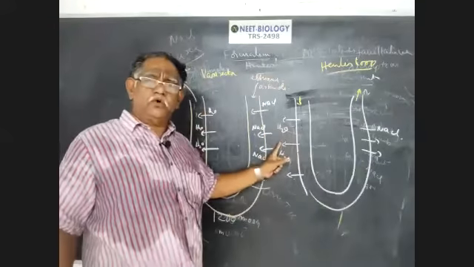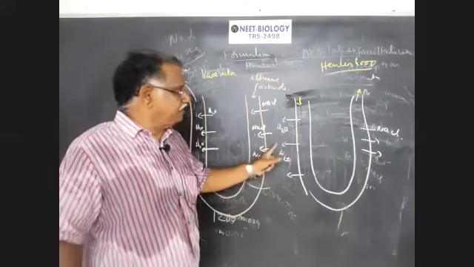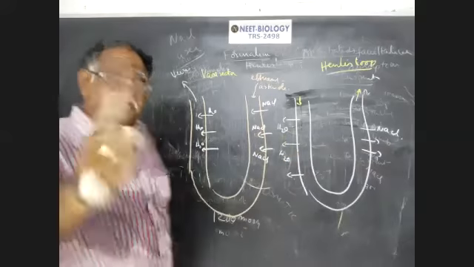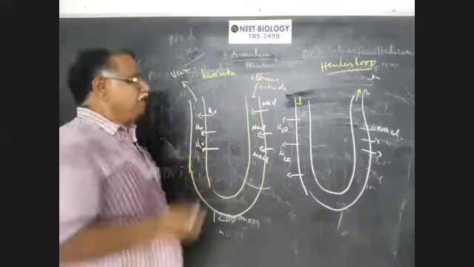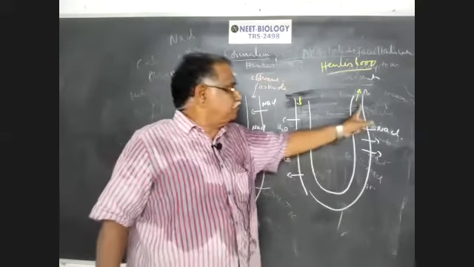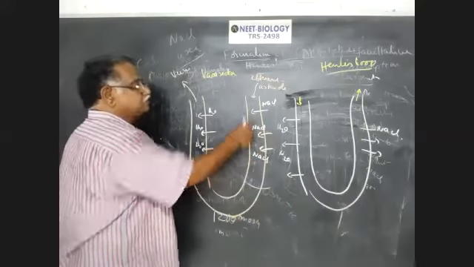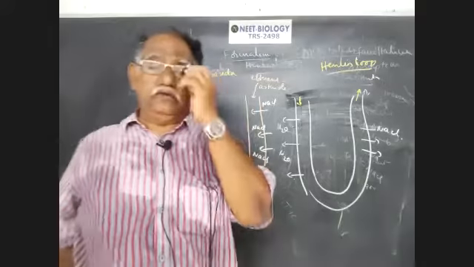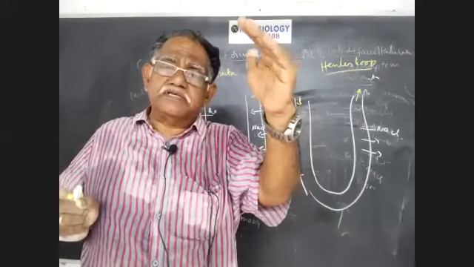Water enters into the medullary interstitium through the descending limb of Henle's loop. The same water enters into the ascending limb of the vasa recta. Sodium chloride enters into the medullary interstitium through the ascending limb, whereas sodium chloride enters into the descending limb of the vasa recta. By this countercurrent, the osmotic gradient in the medullary interstitium is maintained.